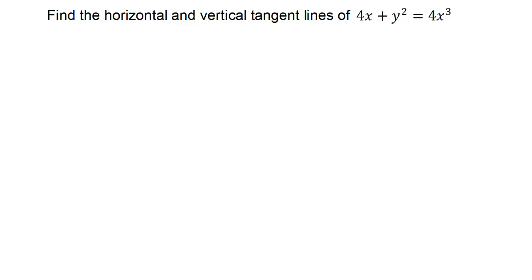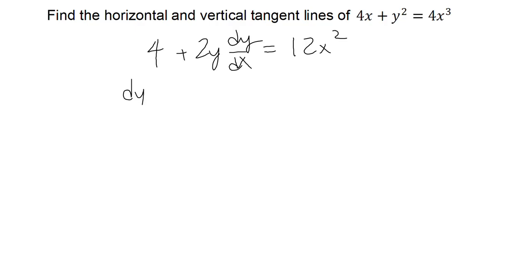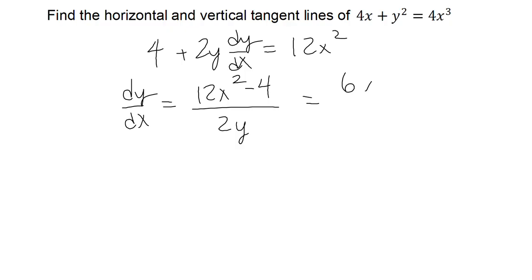All right, we've got one last problem here to go. Horizontal and vertical tangent lines for 4x plus y squared equals 4x cubed. So we'll take our derivative: 4 plus 2y dy/dx equals 12x squared. Kind of a nicer one here. I think we could probably do this all in one little step. dy/dx is going to be the 12x squared minus 4. And then we got to divide that by the 2y, which will simplify if we divide everything by 2 into 6x squared minus 2 over y.